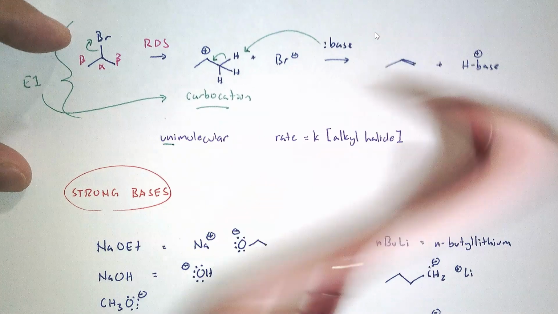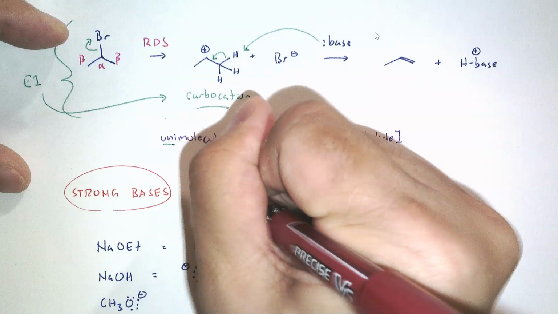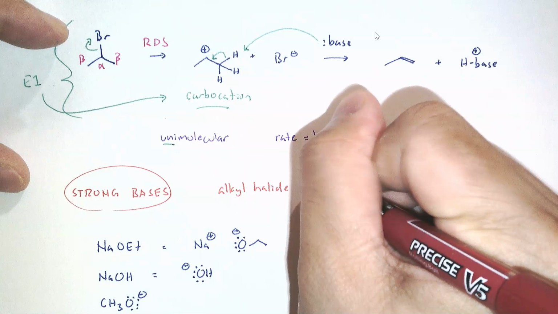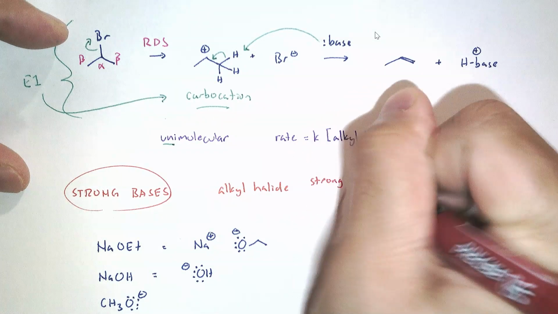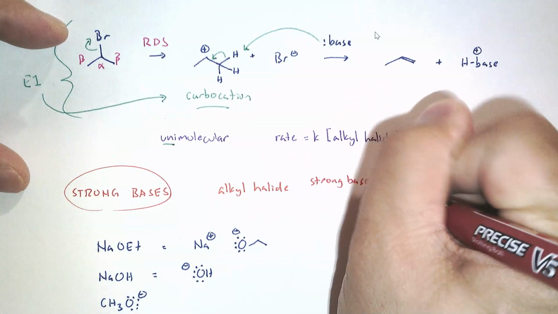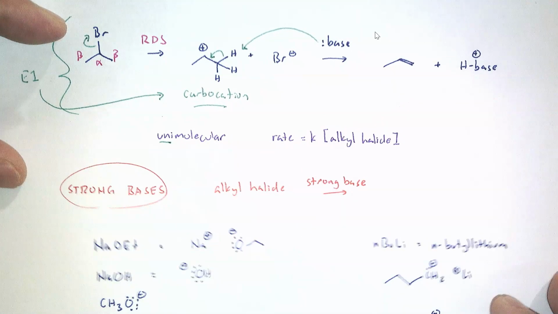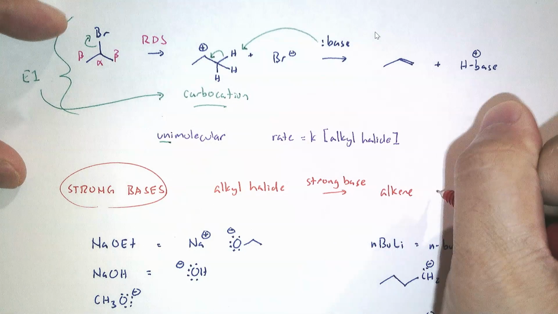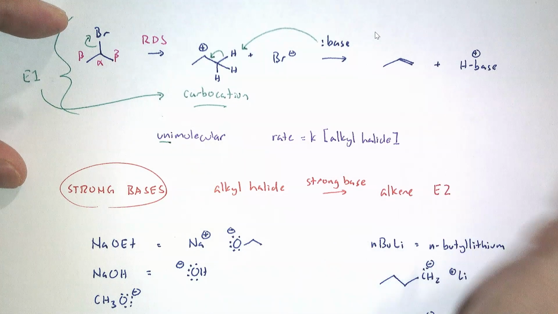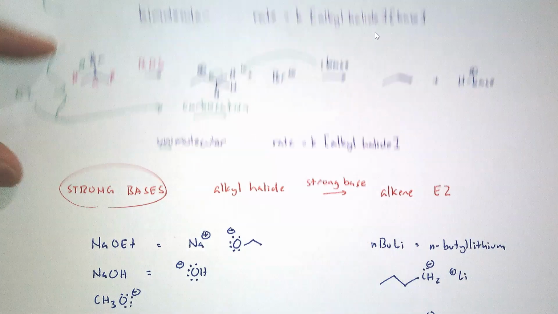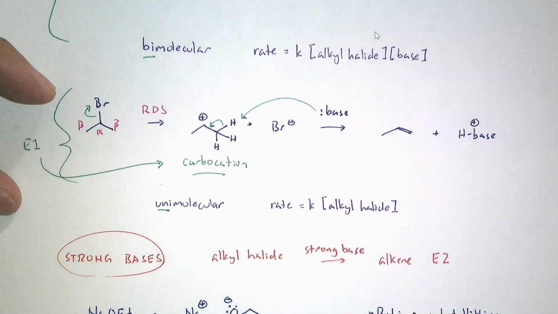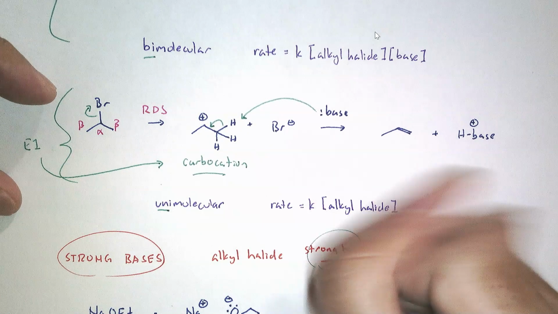when you have a strong base, if you have the alkyl halide plus strong base, you'll get the alkene, but this proceeds via E2. It will go ahead and grab that proton right away. One step. So remember that. That's your connection. Strong base, E2.